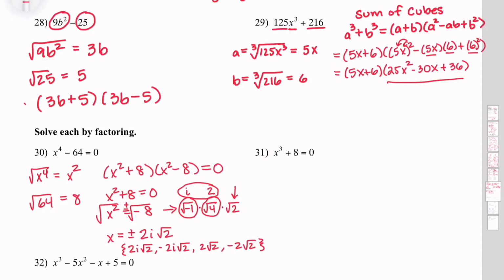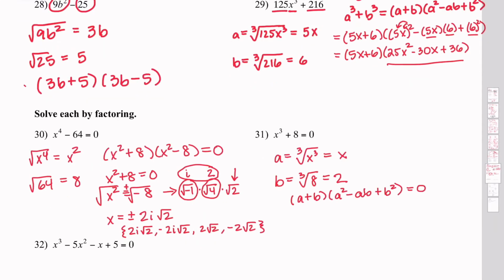For question 31, we are going to use that sum of cubes formula, but we need to figure out what your a and b values are. We do that by cube rooting your first term. So the cube root of x cubed is just x, and the b value is the cube root of 8, which is 2. Okay, let's start plugging in. So we have a, which is x, plus b, which is 2, times a squared, x squared is x squared, minus a times b.